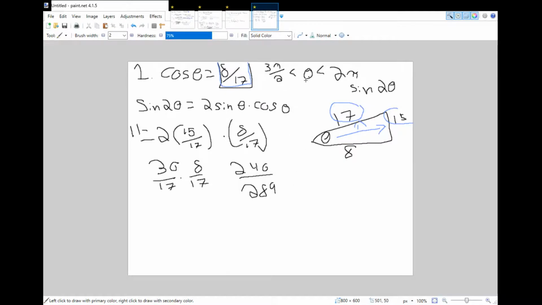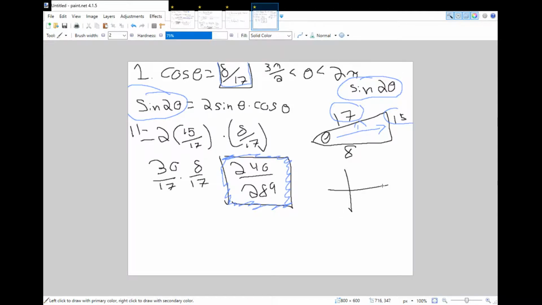Now this is going to be our value, but this is not our answer, so I'm going to scribble out the box. This is the value of what sine of 2 theta is equivalent to, because that's what we're finding. But it is between 3 pi over 2 and 2 pi. So if we draw that out in a unit circle, this is 0, this is pi over 2, this is 3 pi over 2. If it's between 3 pi over 2 and 2 pi, it would be in here, and sine is negative here.